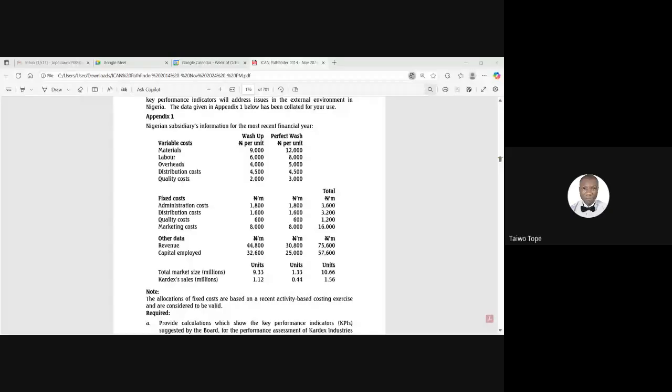Now, what is the variable cost for workshop? We have direct material, we have labor, we have variable overhead, distribution costs, and quality costs. So when you add all those things, it will amount to what? Variable cost is per unit.